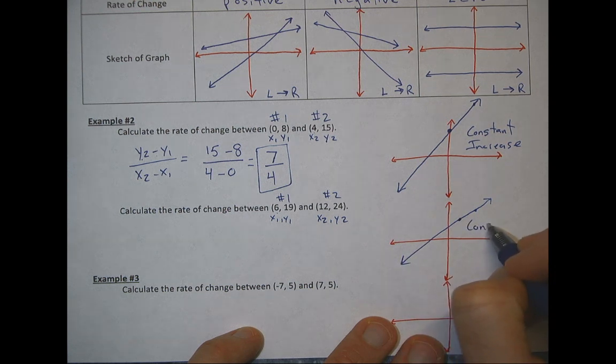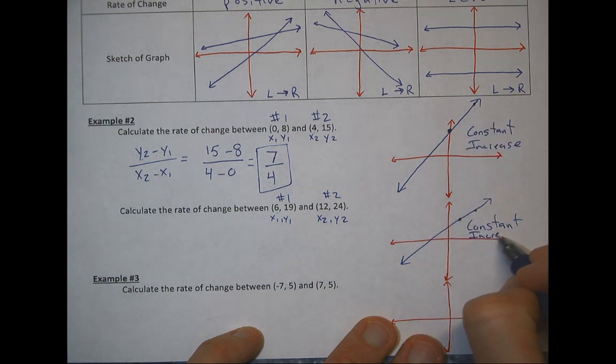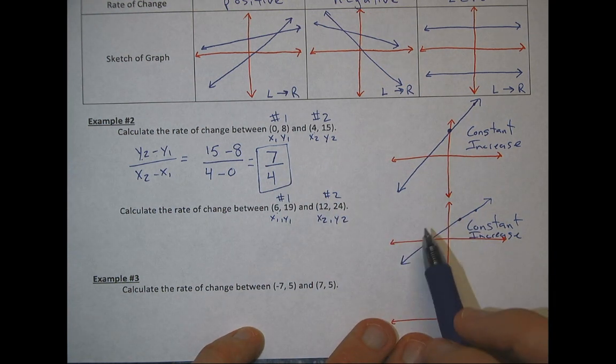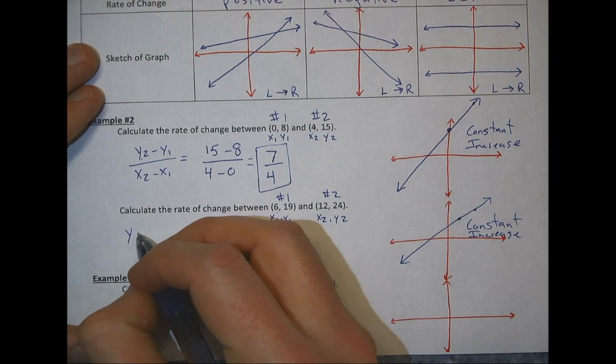So this is also a constant increase, just like the last one. Doesn't look as severe, so the number shouldn't be as big. This one was a number slightly more than 1. So I suspect this might be closer to 1 or less than 1. So let's go ahead and use our formula and find the actual rate of change.